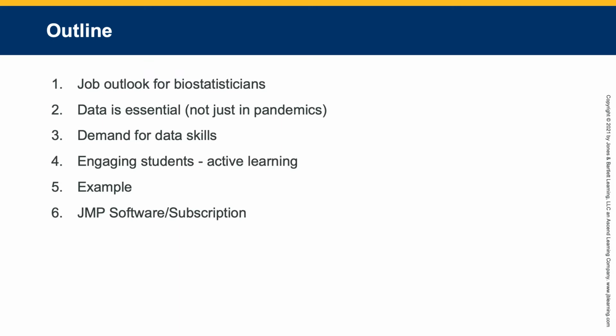So what I'd like to do is start with the job outlook for biostatisticians. This is something that all students care about, as they should. And then we'll talk about data, and this has not been more evident than it has been in the last 2 years. Certainly there's an increase for students with data skills. We'll talk about that a little bit. And then focus a bit on how to engage students in active learning. Again, getting them excited about biostatistics. And then if you'll bear with me, I'll go through a little example on how to teach a particular topic just by way of example.